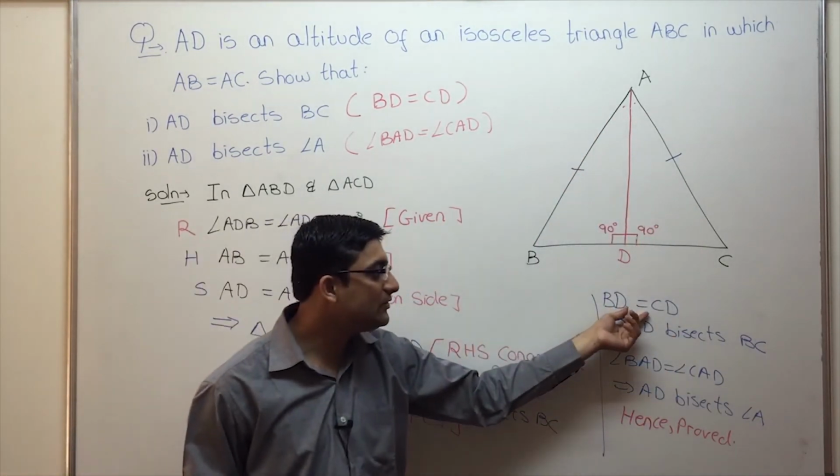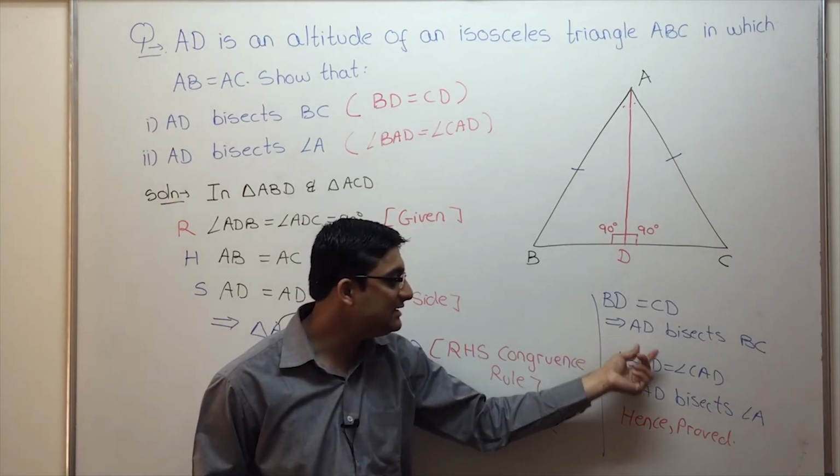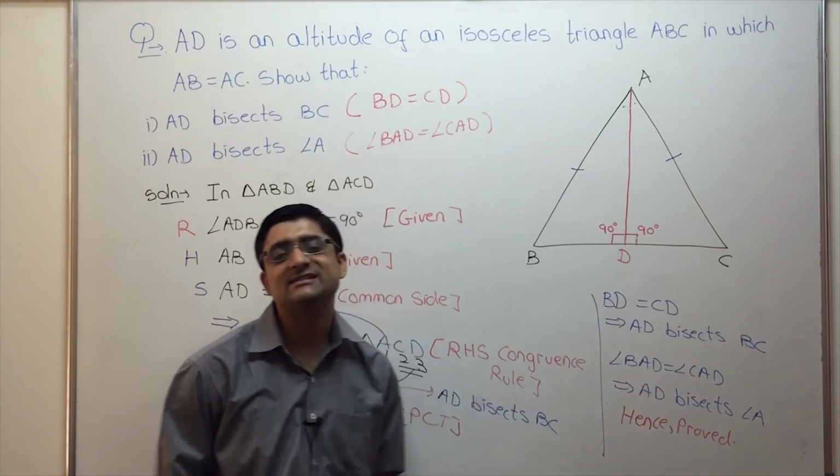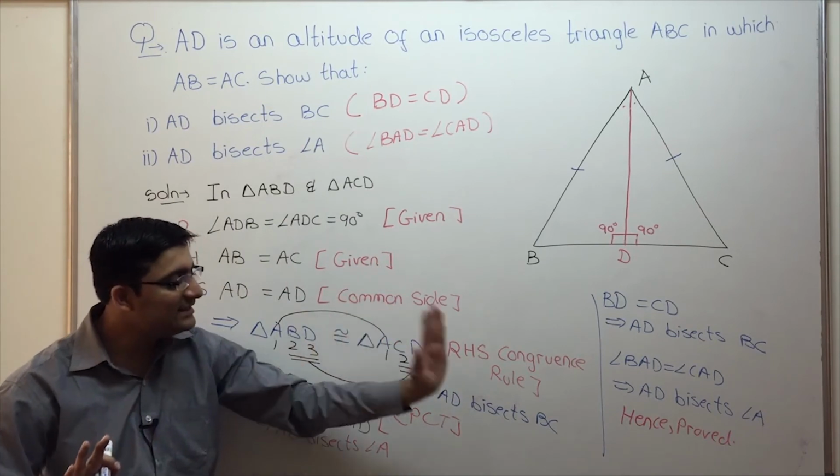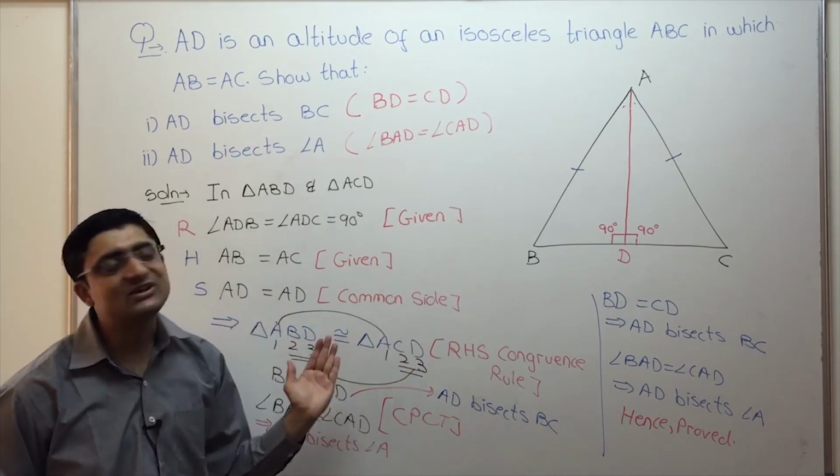So you can write BD is equal to CD. This implies AD bisects BC. These two angles are equal. This implies AD bisects angle A. And very nicely, hence proved, right? So this is how you solve this question.